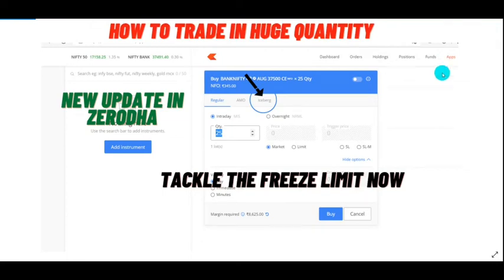Today in this video we are going to discuss new information about the Zerodha platform. There is a new update in the Zerodha platform right now. You will be seeing this IceBerg option. This is a new trading option for every intraday trader as well as positional trader. It is a new update which will make it easy to tackle the freeze limit. I will be discussing the total information about the IceBerg option throughout this video.